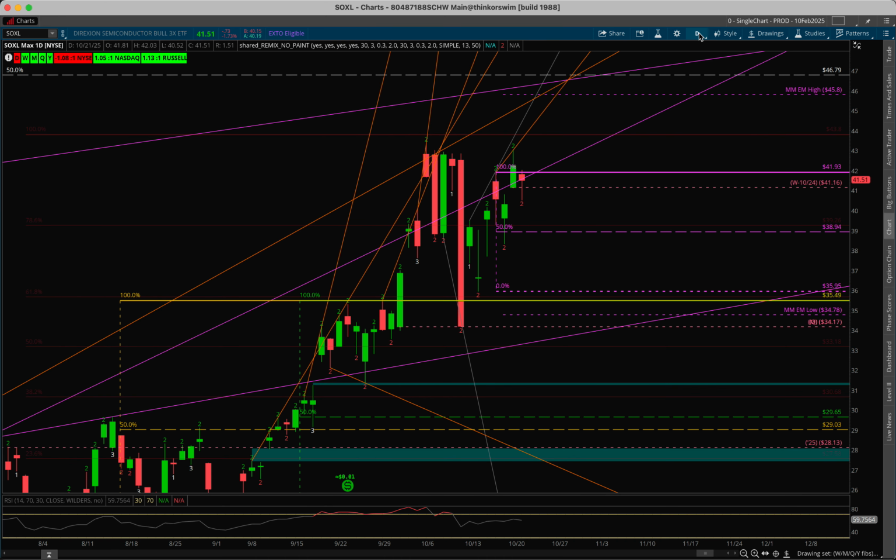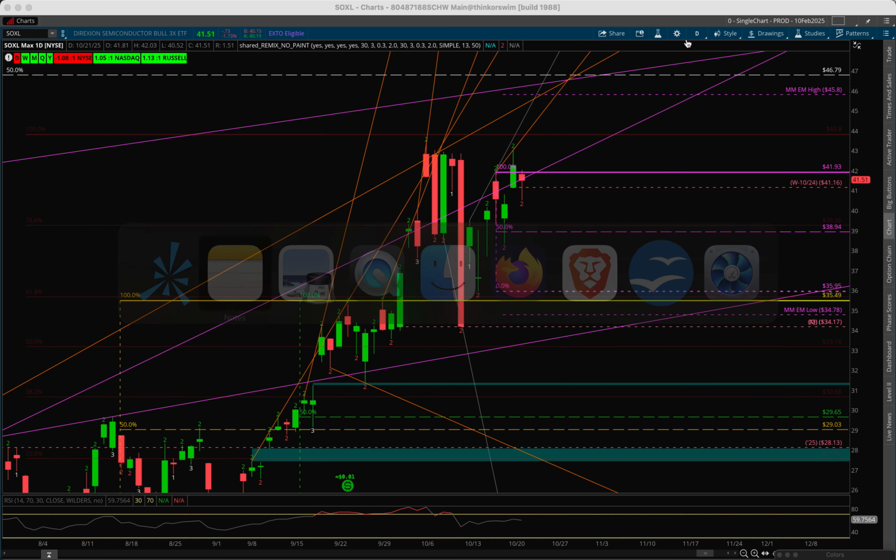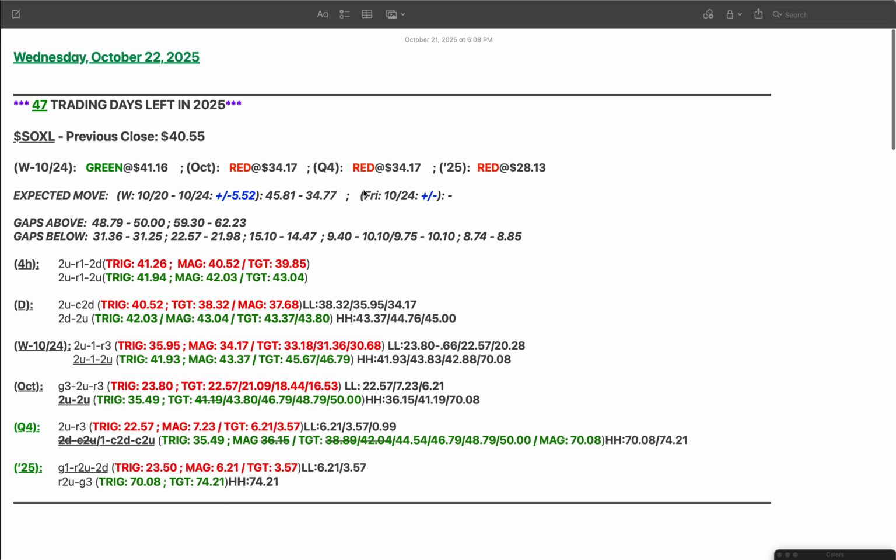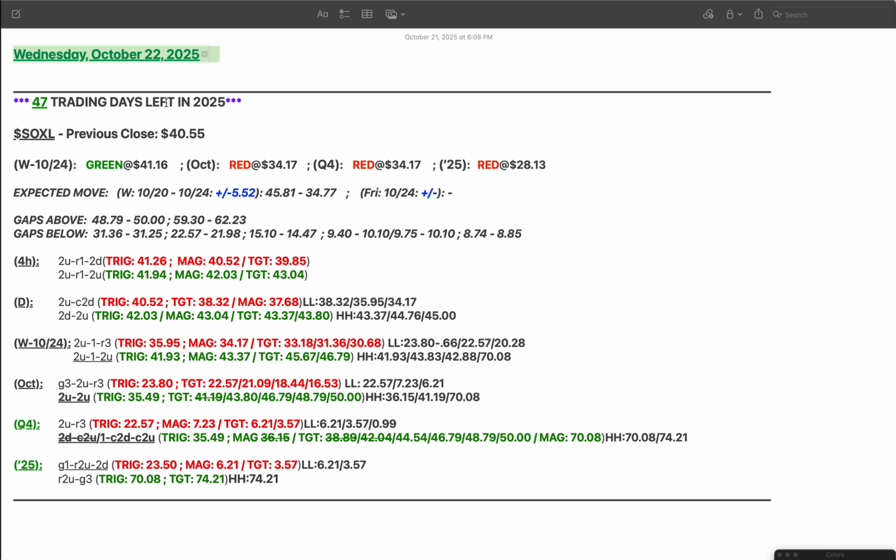So let's go ahead and look at the notes so that we've got some hard numbers to look at. All right, so this is for Wednesday, October 22nd. There'll be 47 trading days left in the year. Tuesday, October 21st, close price is 40.55. So that put us red on the week.